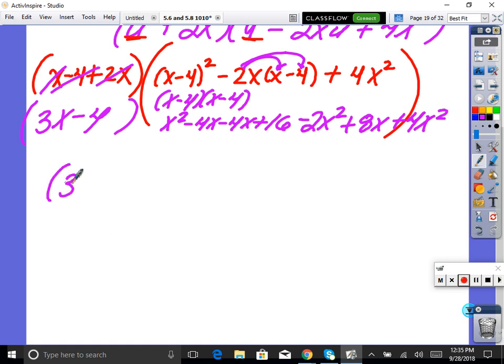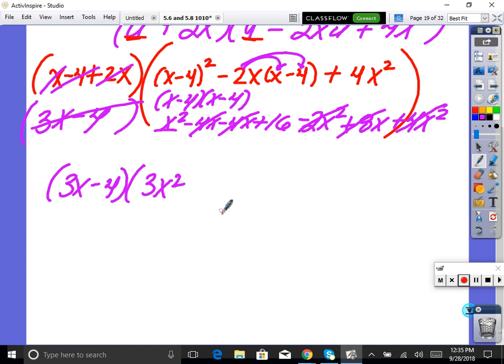So we have 3x minus 4 still from here. Combine like terms: x squared minus 2x squared plus 4x squared is 3x squared. Minus 8x plus 8x is 0x, so that's gone. And then we have plus 16. Now this quadratic doesn't factor anymore, and we're all good here. We could check though if that factors more, and it doesn't.